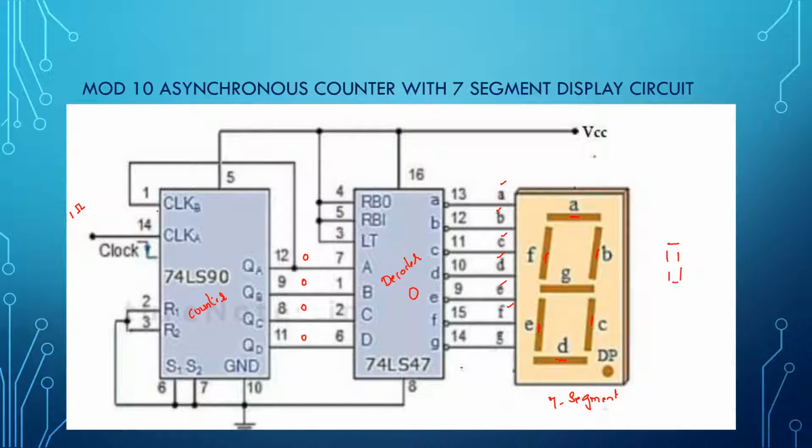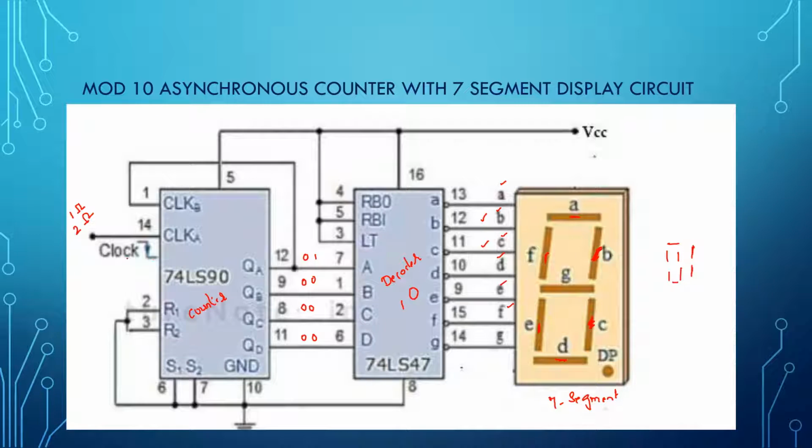For example, if you give the second clock pulse, your counter will produce an output of 0, 0, 0, 1. Your decoder will convert it into 1. This decoder output should be displayed in the 7-segment display, right? Then it will make your B high and your C high, which will turn on this B and this C, displaying 1 here.